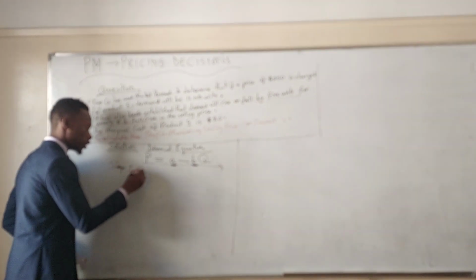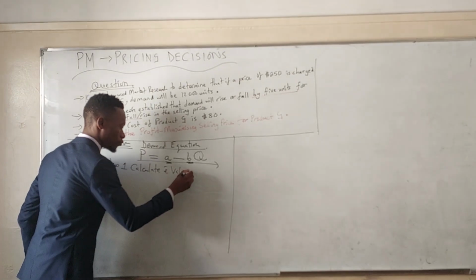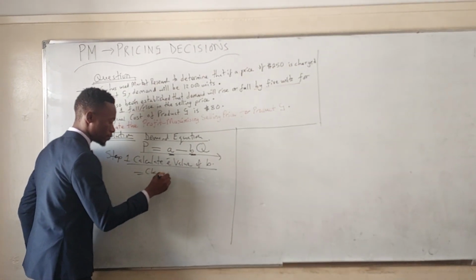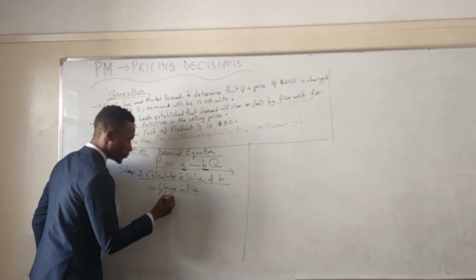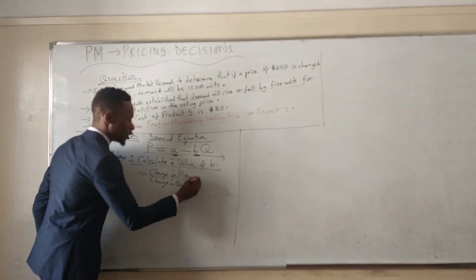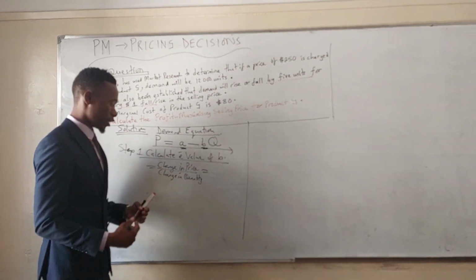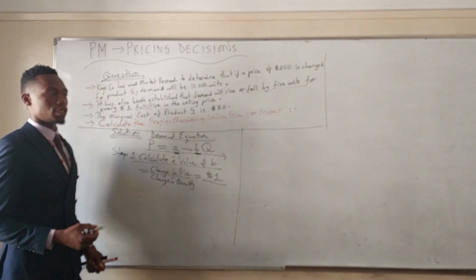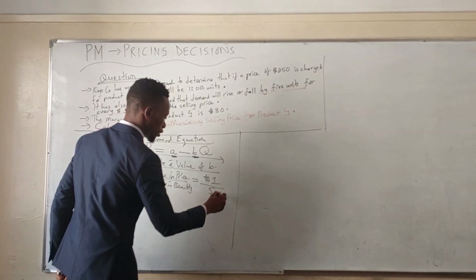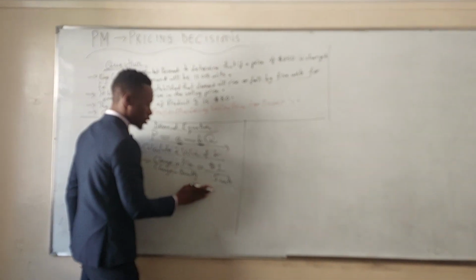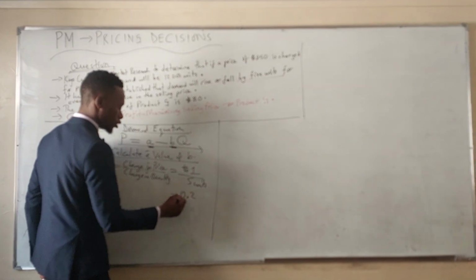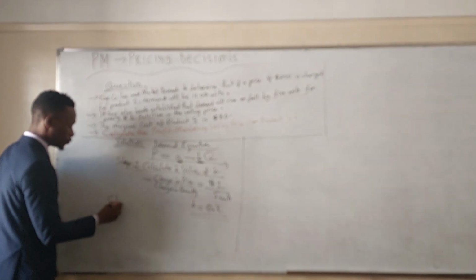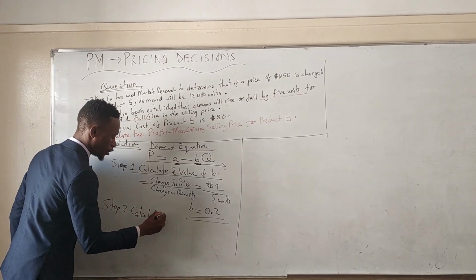So step 1, you calculate the value of B. How do you calculate the value of B? We say change in price over change in quantity. So we want to know what is happening to the quantity if we change the price. Like in the question, they said if we change the price by a dollar, what will happen to the quantity? Your quantity will change by 5 units, right? So that's B. So if you divide, what do you get? This will be 0.2. So B will be equal to 0.2. That's step number 1.